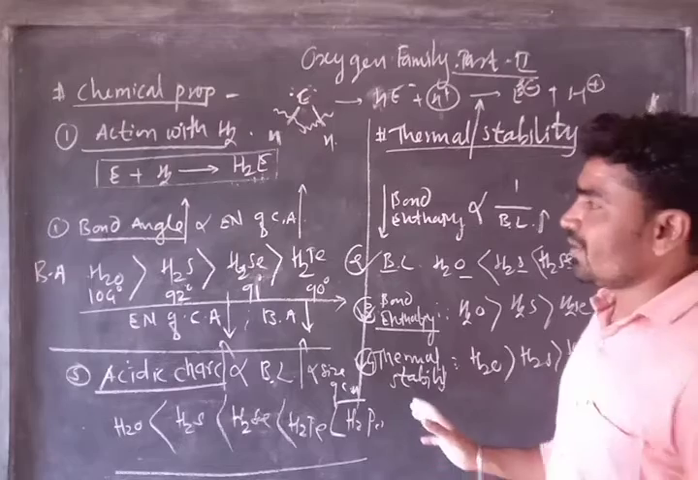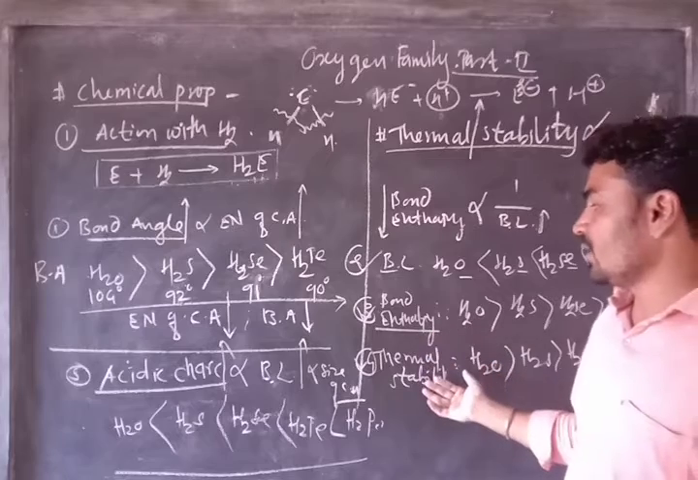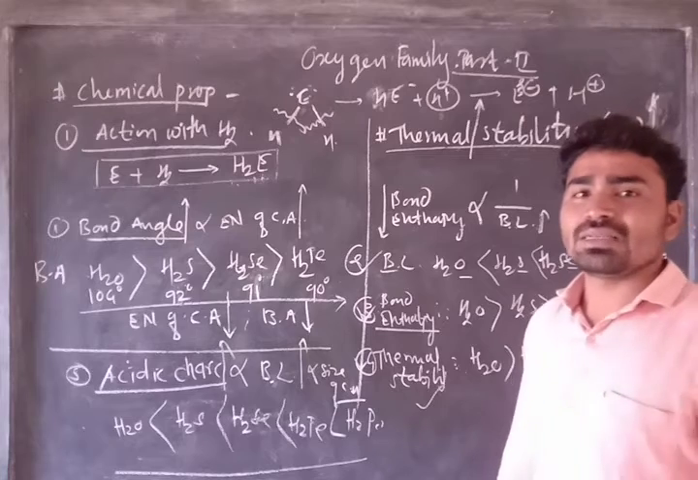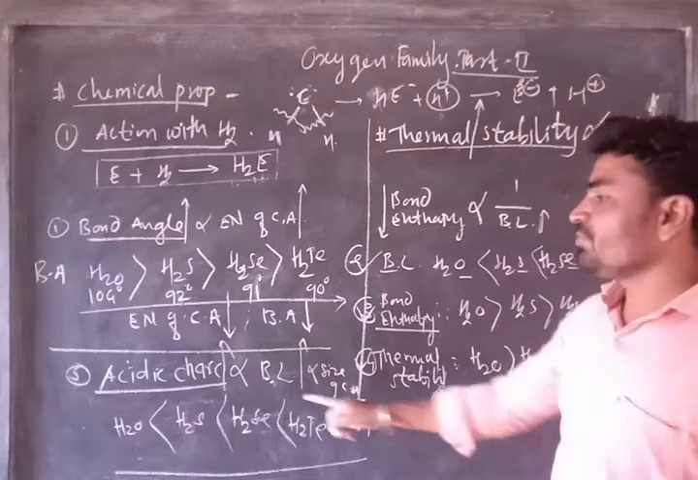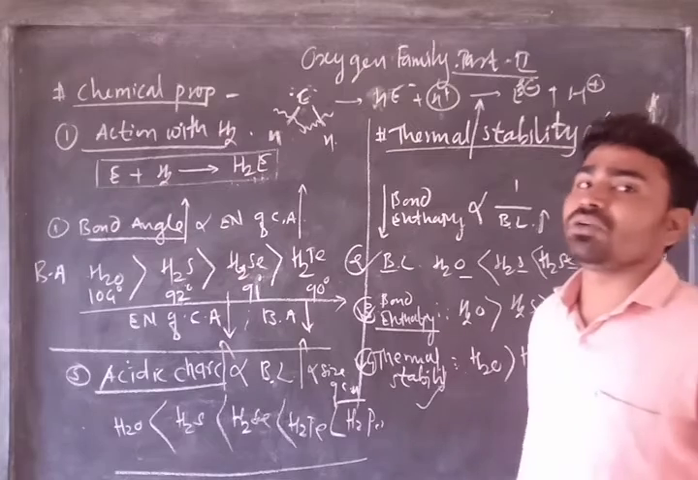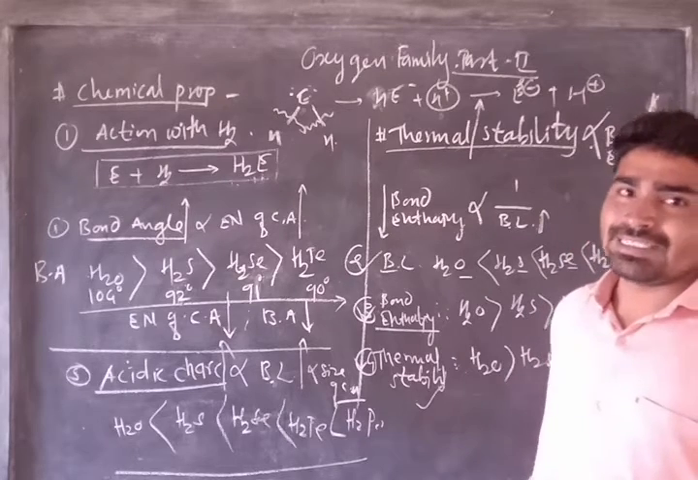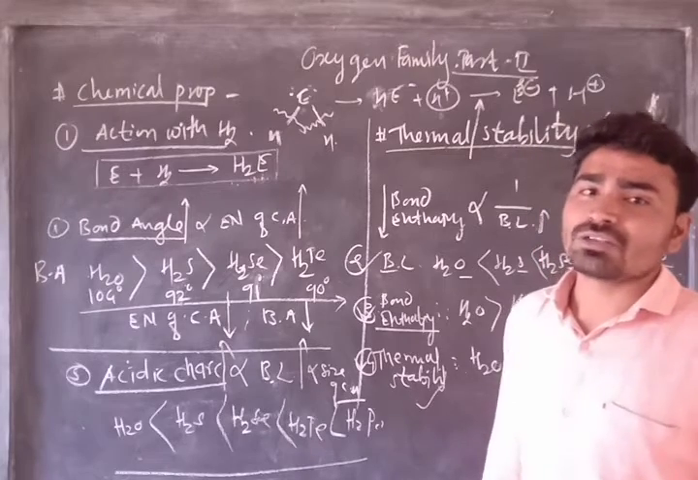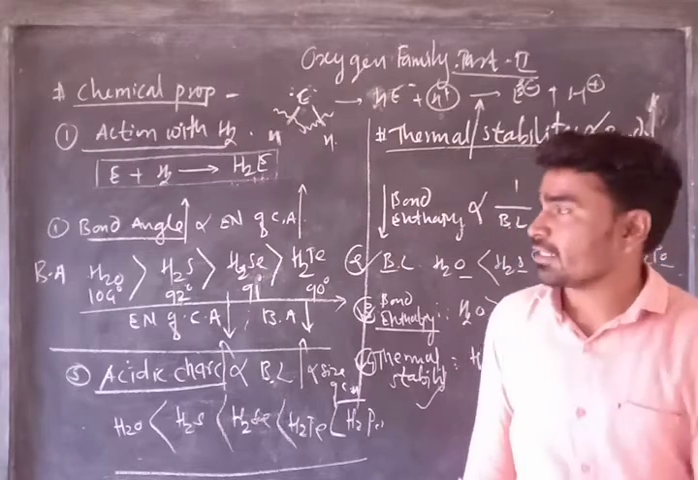This is the point: the explanation about the bond angle. After that, we had discussion about the bond length, bond enthalpy, their thermal stability. It is the most important regarding your examination, NEET or JEE level, thermal stability and their acidic character. So in this way, this is the action of hydrogen with the elements of group 16, that is the oxygen family. Now we'll see how the remaining elements of the oxygen family react with oxygen itself. It is a very interesting thing to be known. Okay, let's see the action of oxygen.